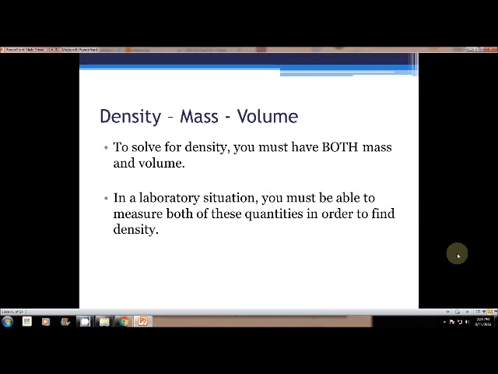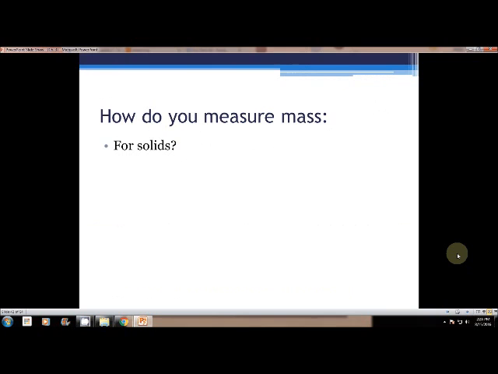To solve for density, you have to have mass and volume. So in the lab situation, we are going to be measuring masses and we're going to be measuring volumes and then plugging them into the equation to find out what the density actually is. So how do you measure mass? Well, for solids, we do a direct form of measuring. So write down direct or directly, and we put it on the electronic balance that we learned about in our equipment quiz. The balance will tell us what the mass will be.